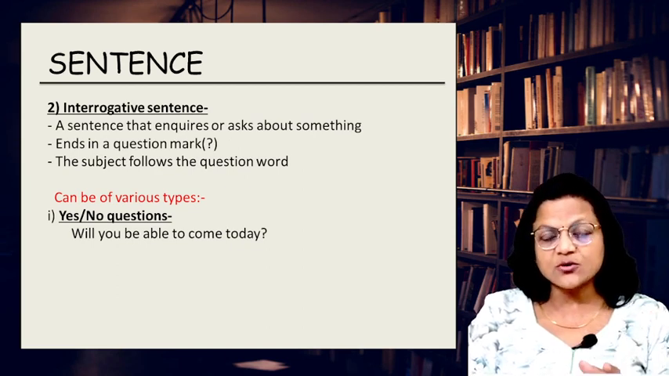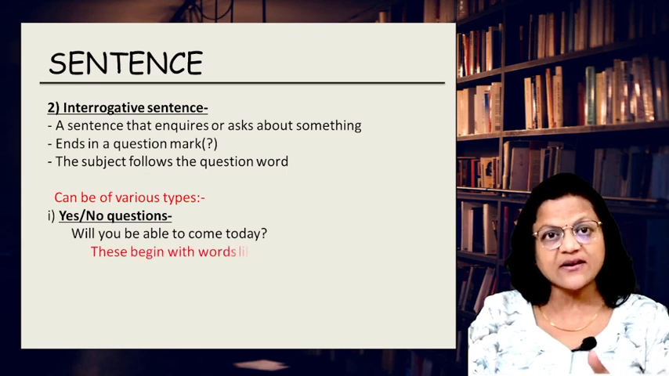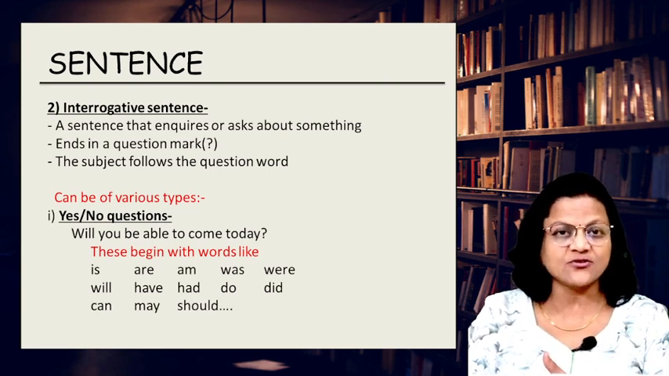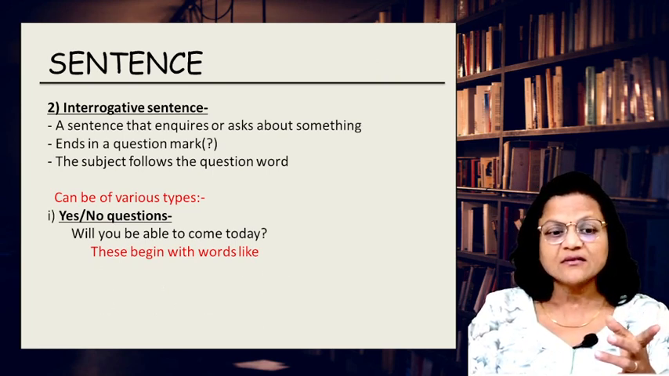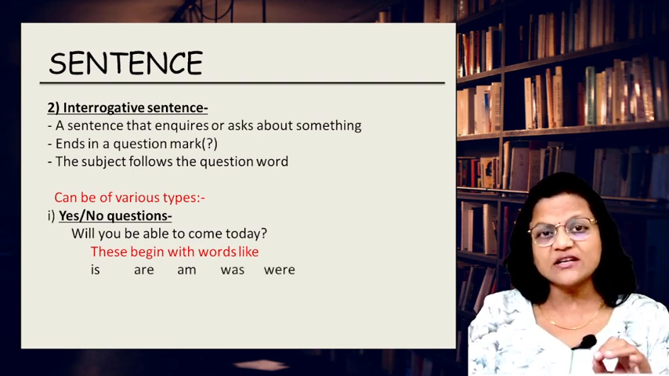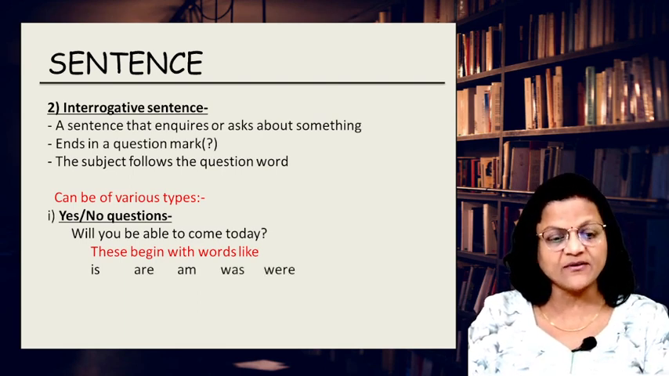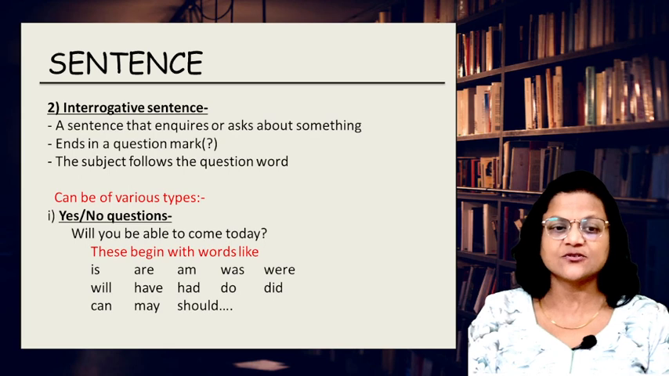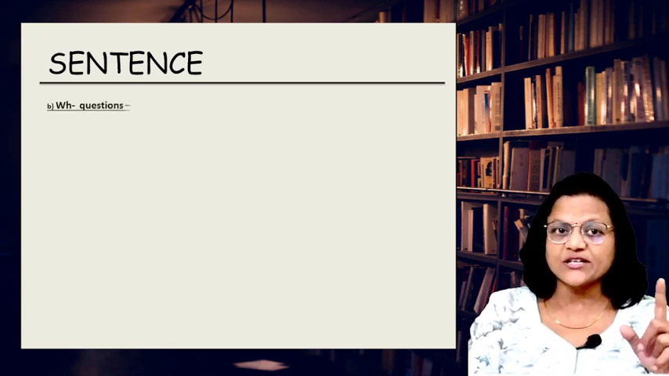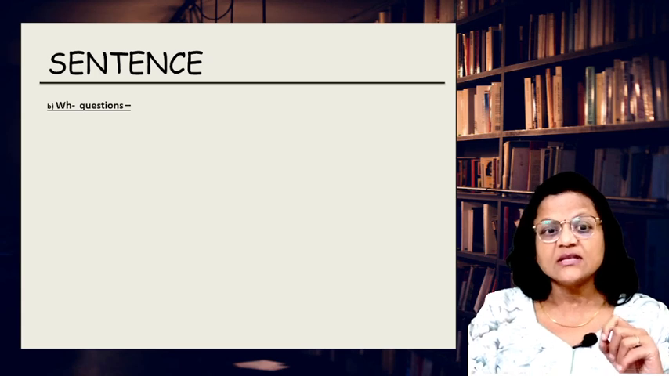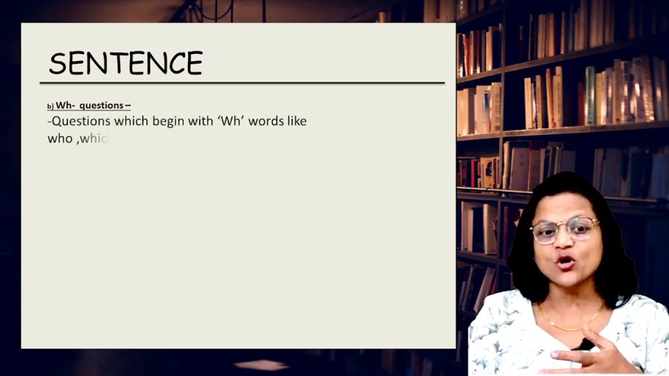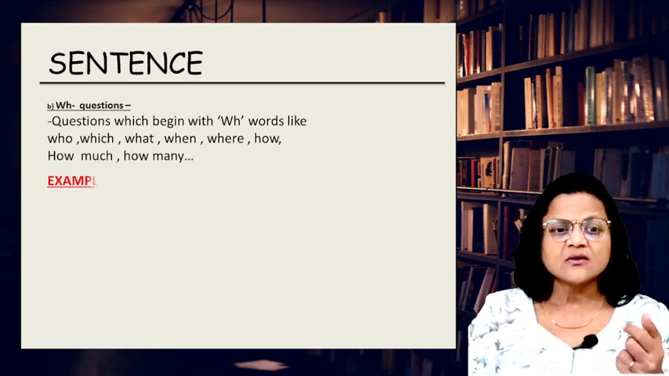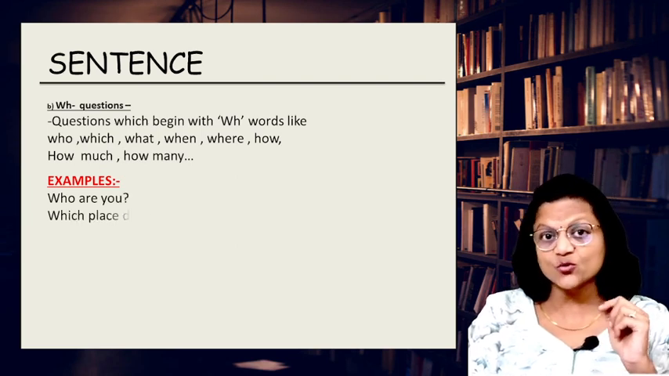These questions will always begin with words like is, are, am, was, were, will, have, had, do, did, can, may, should, etc. I'll repeat that again. Yes or no questions generally begin with the words is, are, am, was, were, will, have, had, do, did, can, may, should, etc. Number 2, in interrogative, subtype is WH questions. They'll begin with words like who, which, what, when, where, how much, how many. Examples, who are you? Which place do you want to go?